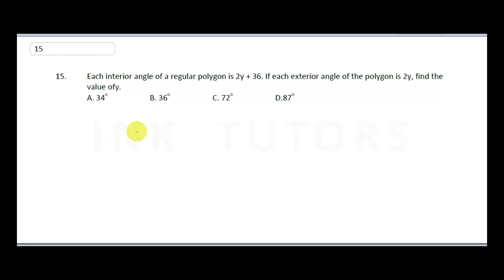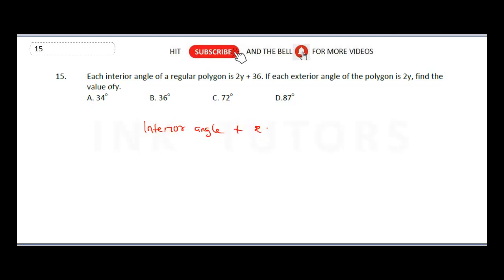Now, for a polygon, interior angle plus exterior angle will always give you what? 180 degrees. Once you know this, you can solve this question. So anytime you add the interior angle plus the exterior angle, you get 180 degrees. So this is going to be 2y plus 36 plus 2y will give us 180 degrees.